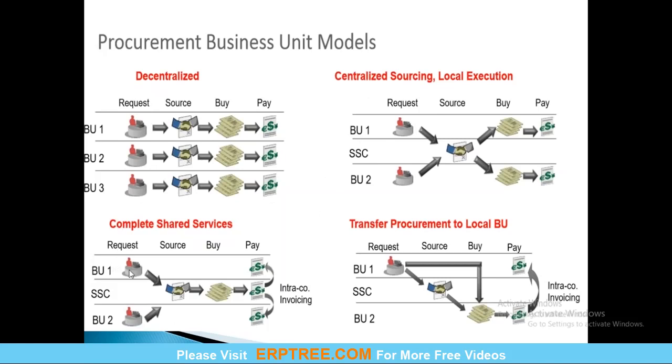Here your BU1 is requesting and the sourcing is done by a shared service center, and then you have the buying from them and also paying, either by the BUs which have requested or by your shared service center. And the last model is transfer procurement to local BU. Here your BU1 is requesting, which is sourced by your shared service center, then buying by BU2 and then paying either by BU2 or by BU1. So we are not performing each step in each respective BU.